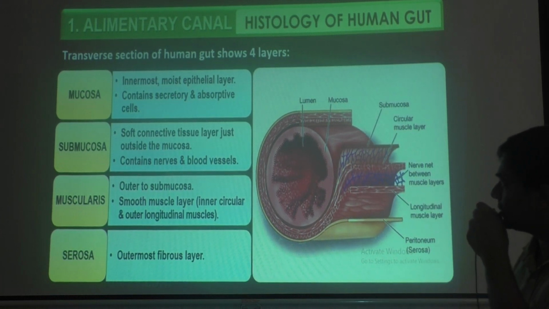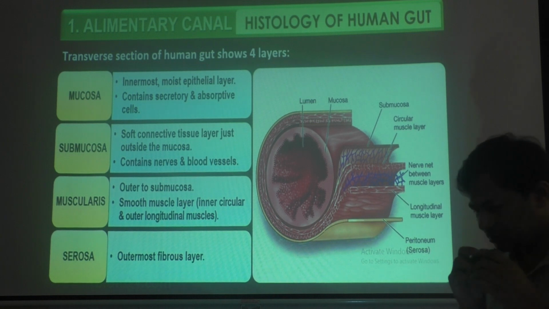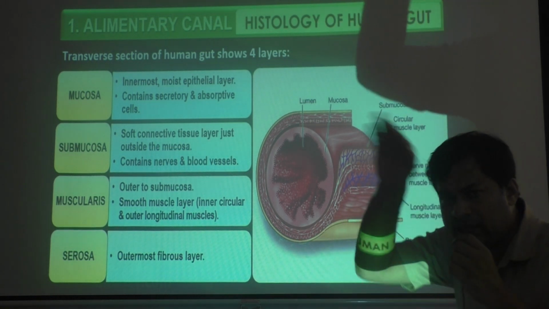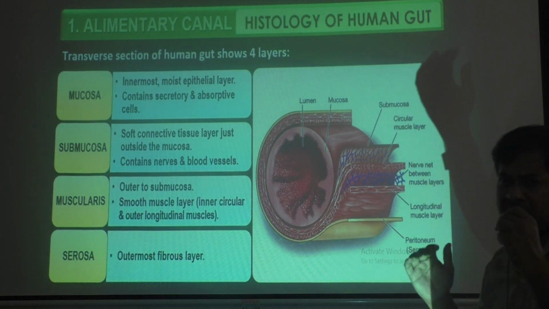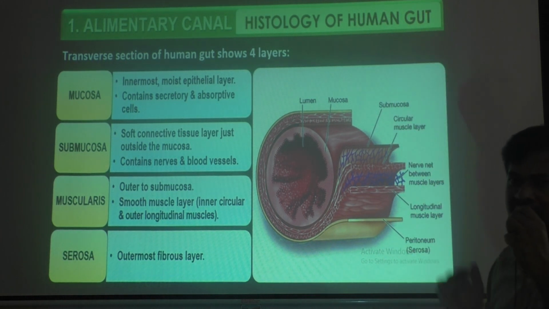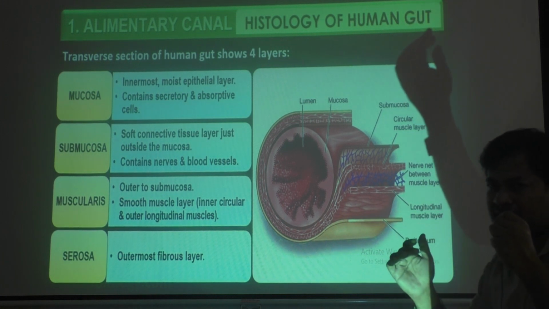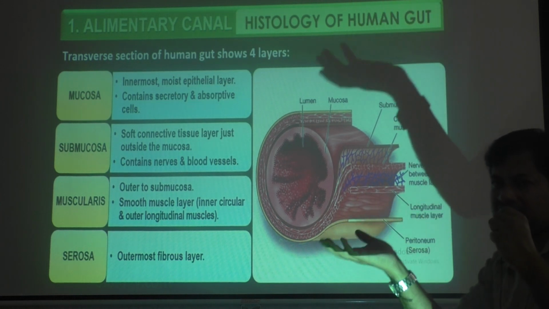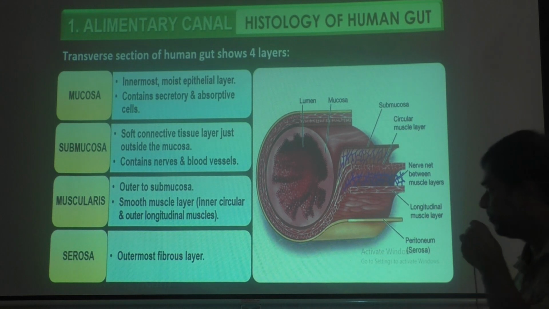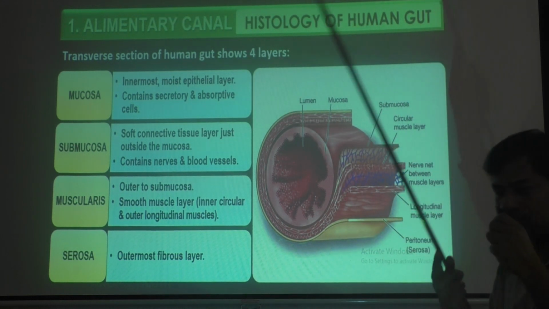Submucosa is a soft connective tissue layer just outside the mucosa. The first layer is mucosa, and the next layer, next to the mucosa, is called submucosa. See, the name itself says submucosa, like in the police ranks: a lower rank is sub inspector, below that is assistant sub inspector, ASI, then next to him is SI, sub inspector, then inspector, like that. So here mucosa is the innermost layer, then next to that there is submucosa.